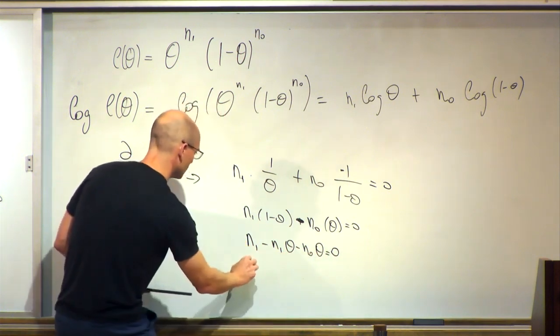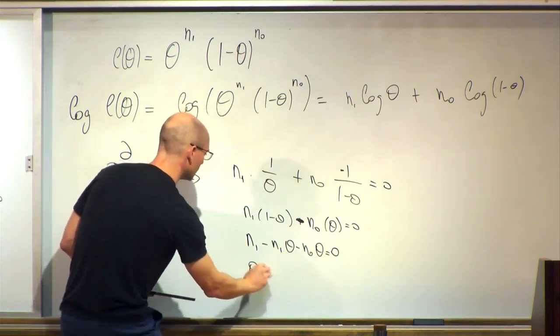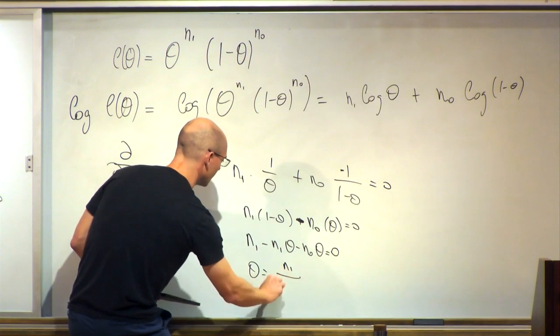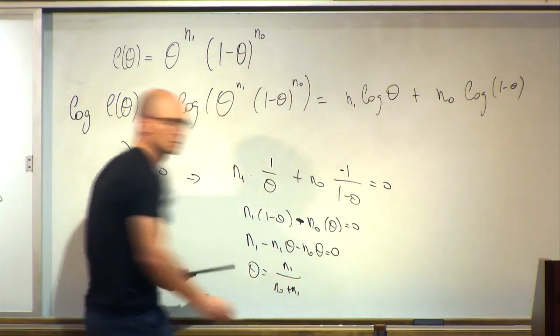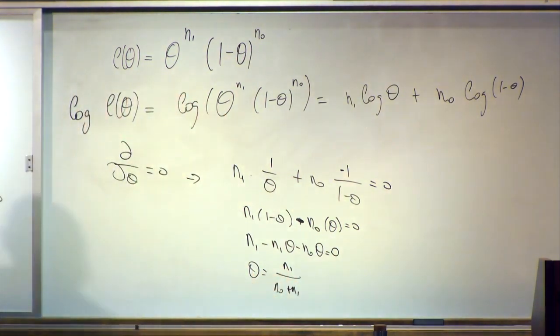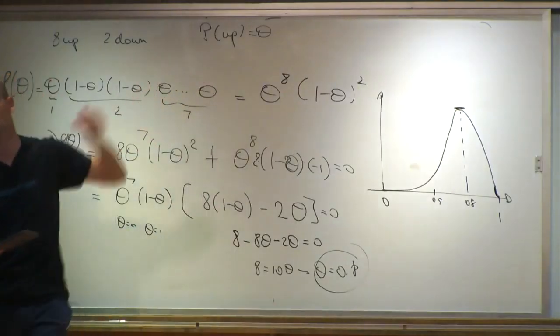So theta equals n1 over (n0 plus n1), which is what we were hoping for, because it's the intuitive result we thought should be the right one. But we're recovering it in a principled way that does not depend at all on a distribution of this format. You could have any kind of distribution and apply the same principle.